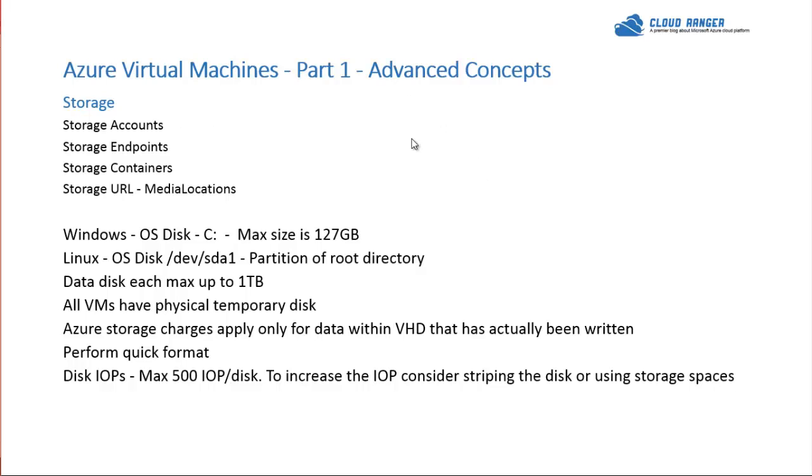So what do we want to know about the virtual machine contexts of storage? The first thing we want to know is that every time you create a virtual machine, the OS disk or the C drive is always going to be a max size of 127 gigs. It's a dynamic disk, and that's how it stores it.